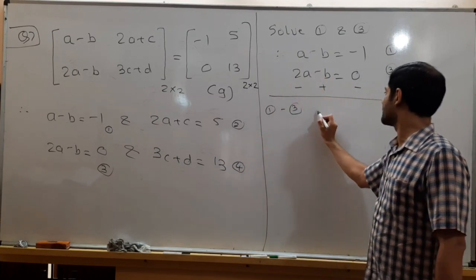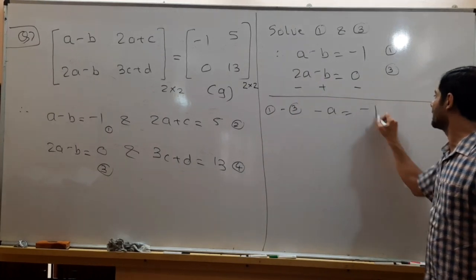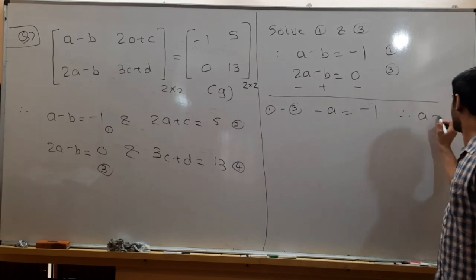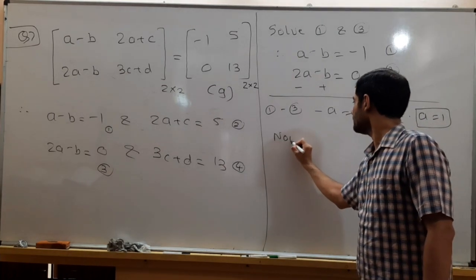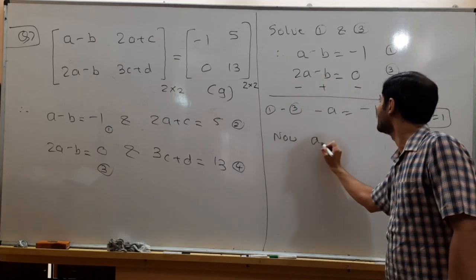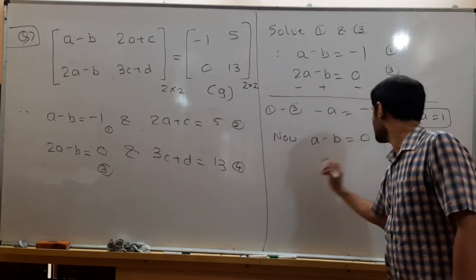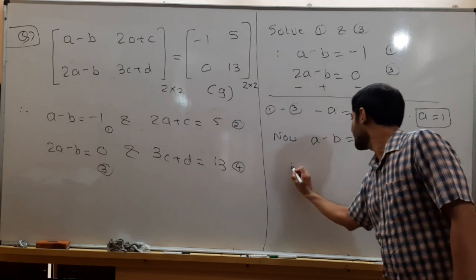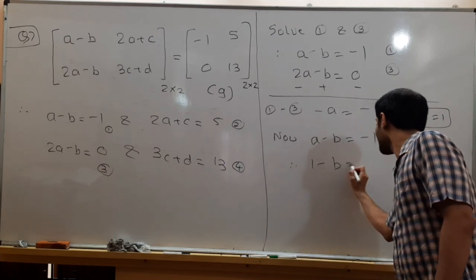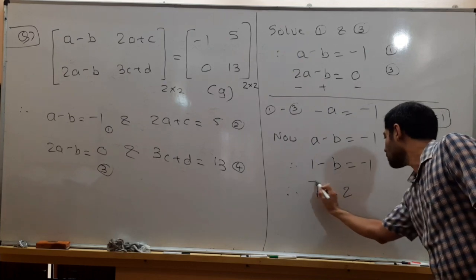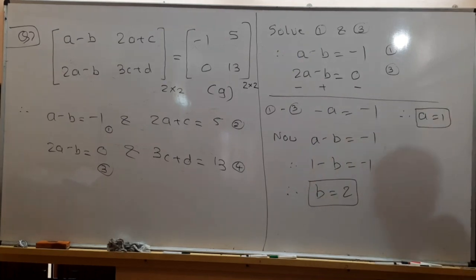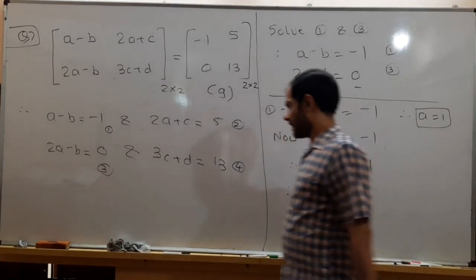A minus 2A, so it's minus A is minus 1. So A will be 1. Okay, that's easy. Now, A minus B is, sorry, A minus B is minus 1. Therefore, 1 minus B is minus 1. So B is 1 plus 1, 2. So I am getting B as 2.